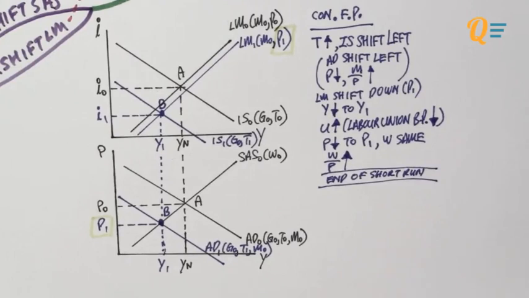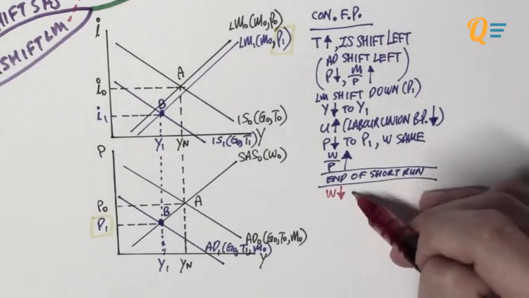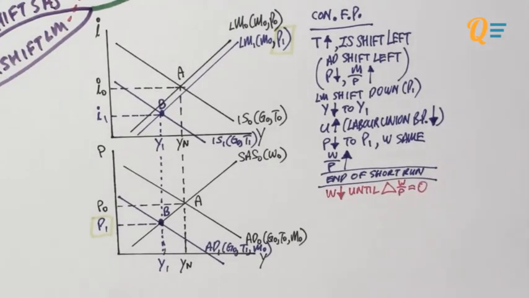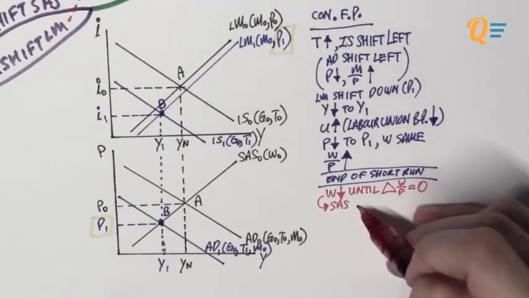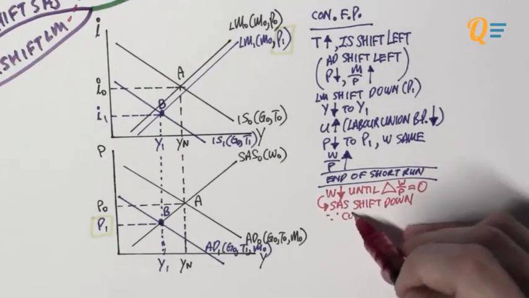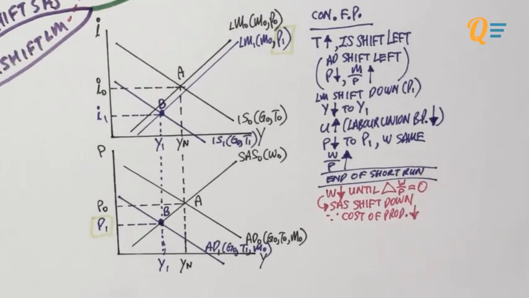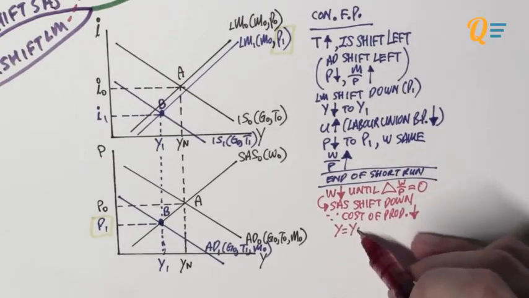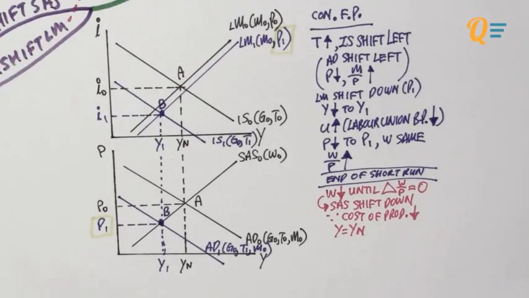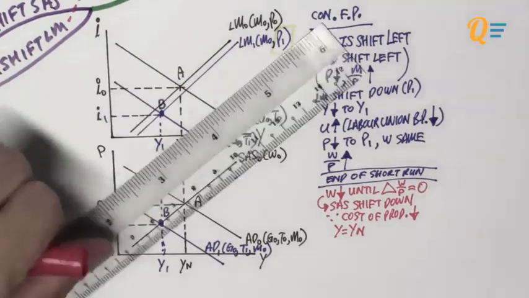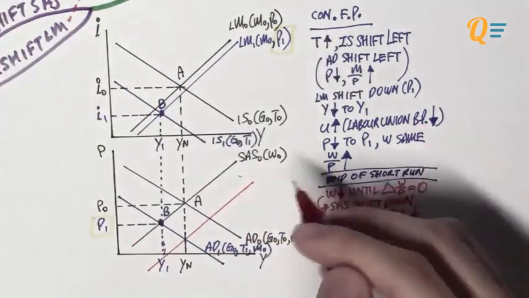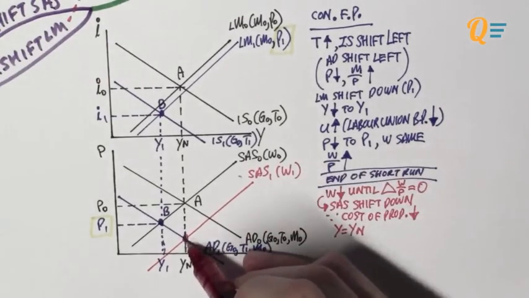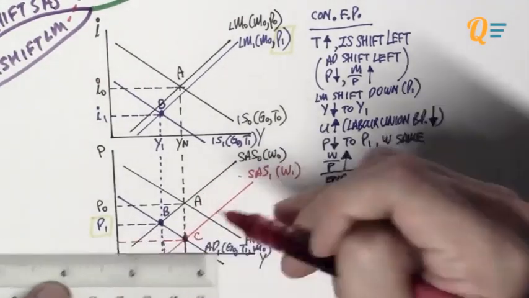So moving on to the long run, the labor union will not be able to maintain those real wages. Therefore, the nominal wage is going to fall until we go back to the original level of real wage. So this will cause the SAS curve to shift down because the cost of production has decreased. And the SAS is going to shift down until we reach the natural rate of output in the AD-AS model, okay, which is over here at point C.